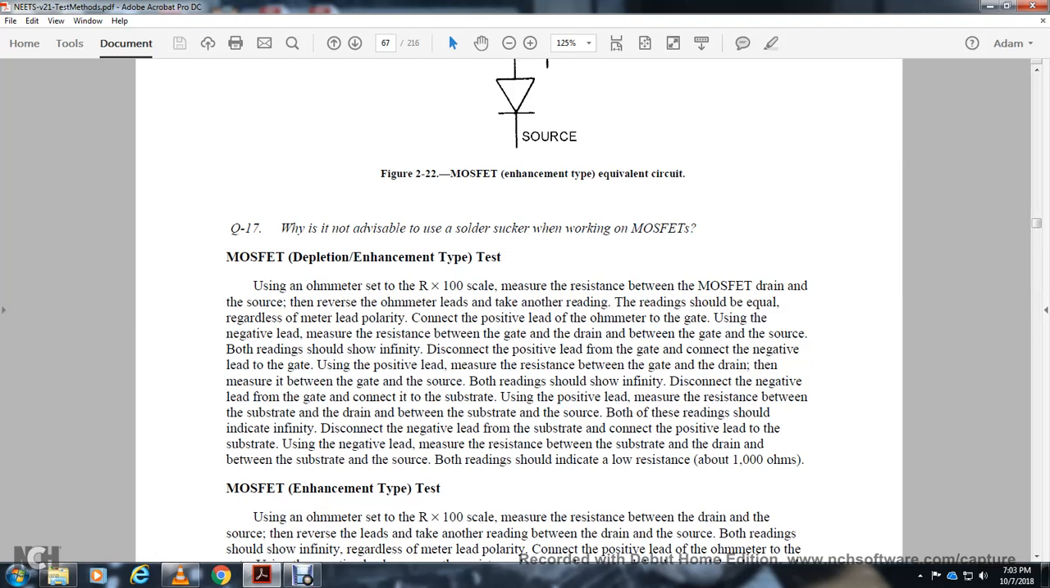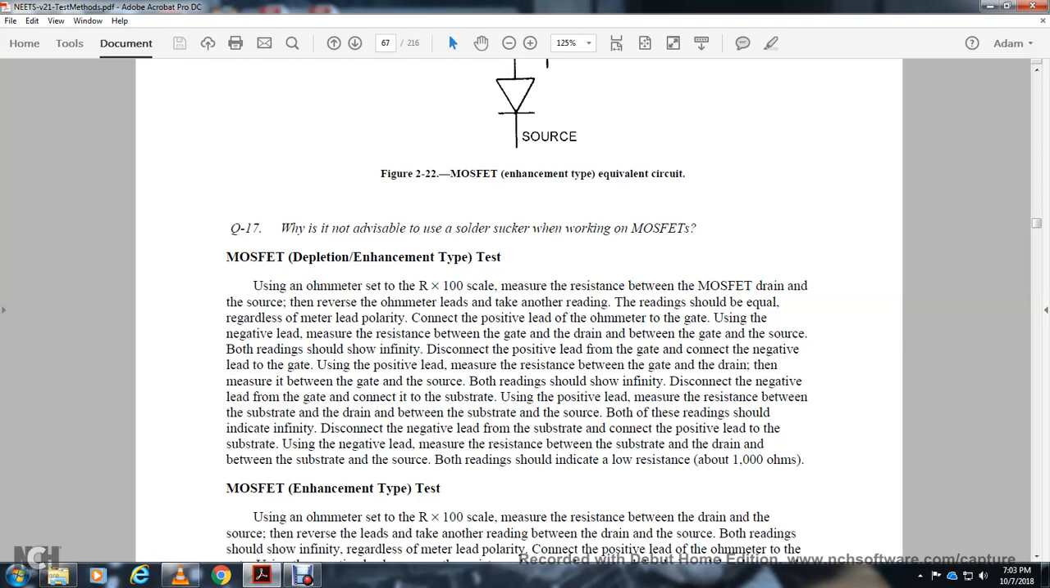Alright, metal oxide semiconductor field effect transistor, depletion enhancement testing. Using the ohmmeter with the resistance scale of R times 100, measure the resistance between the MOSFET drain and source. Reverse the ohmmeter leads and take another reading. The reading should be equal regardless of the meter lead polarity. Connect the positive lead to the gate and the negative lead, and measure the resistance between the gate and the drain and between the gate and the source.